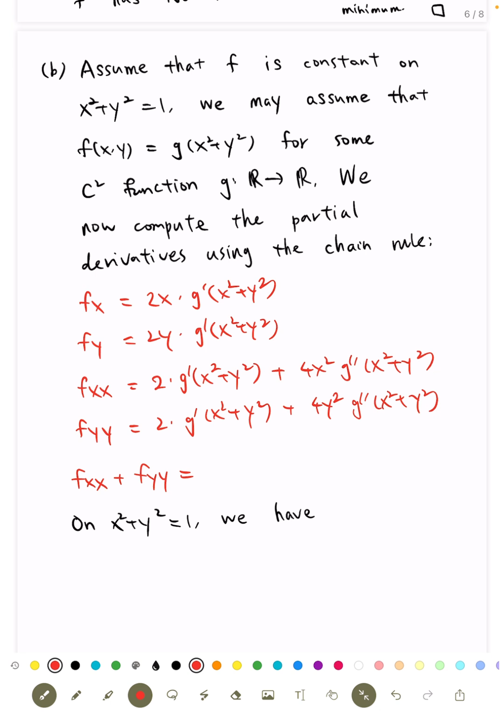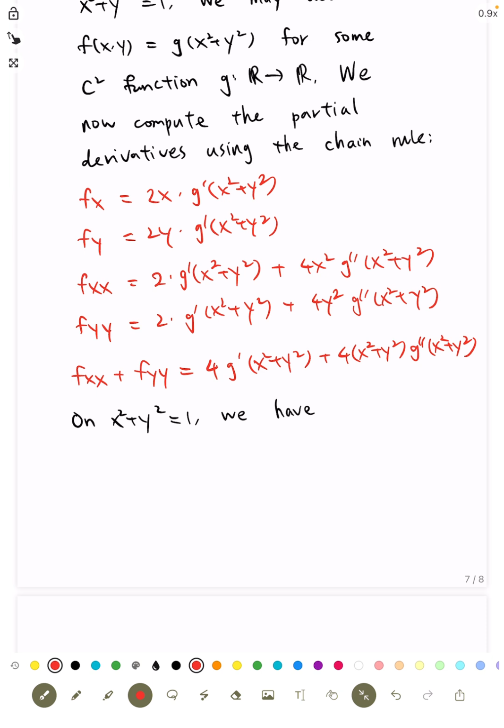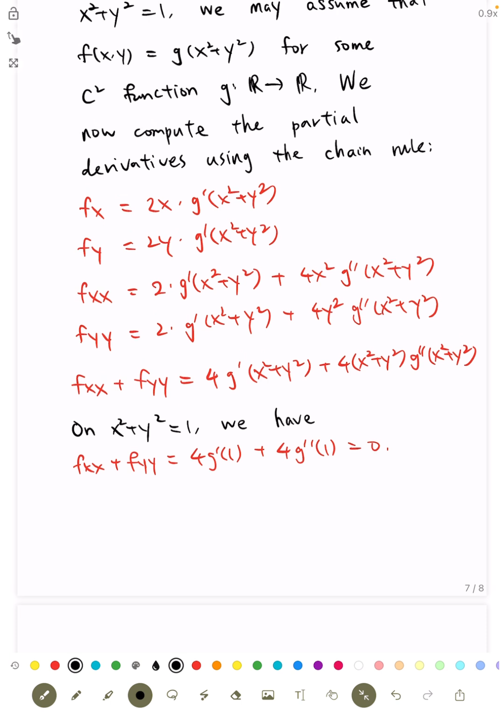Now we compute fxx plus fyy. This is equal to 4 times g prime of x squared plus y squared plus 4 times x squared plus y squared times g double prime of x squared plus y squared. Then on the unit circle, fxx plus fyy is equal to 4 times g prime of 1 plus 4 times g double prime of 1, and it is equal to 0. So by rearrangement, we have g double prime of 1 is equal to negative g prime of 1.